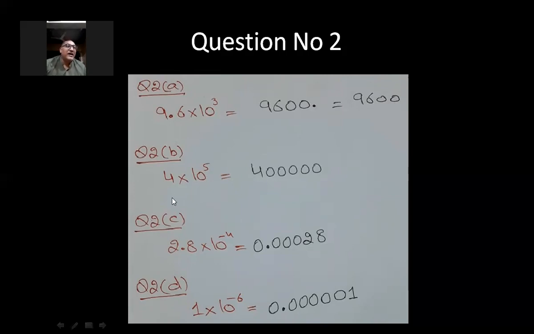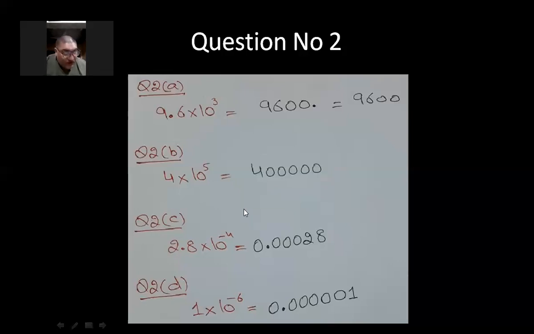The B part is 4 expo 5. The decimal is here. It will move 5 steps to the right side. So you will have 40000. You see, the decimal was here, and we have moved it 1, 2, 3, 4, 5. So you have moved it 5 steps to the right side.